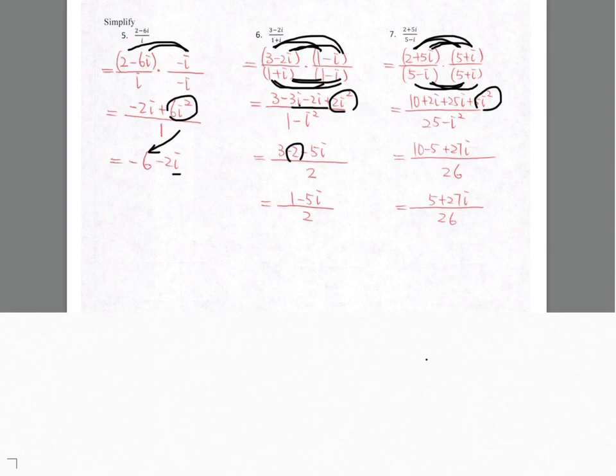So make sure you practice the multiplication of complex numbers in the form of binomial times binomial. Treat the i just like an x. Distribute, or follow the FOIL method that you are very used to.